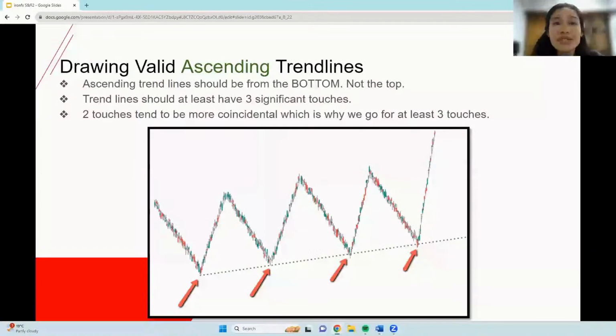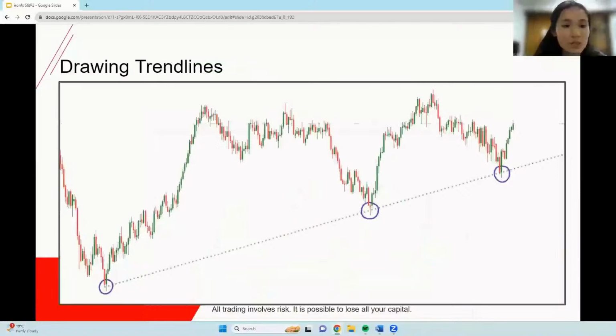So here's what makes a valid ascending trend line. Firstly, they should be drawn from the bottom if it's an ascending line and not the top. Next, trend lines should have at least 3 significant touches, and 2 touches tend to be more coincidental, which is why we typically would recommend 3. So here are a couple of examples.